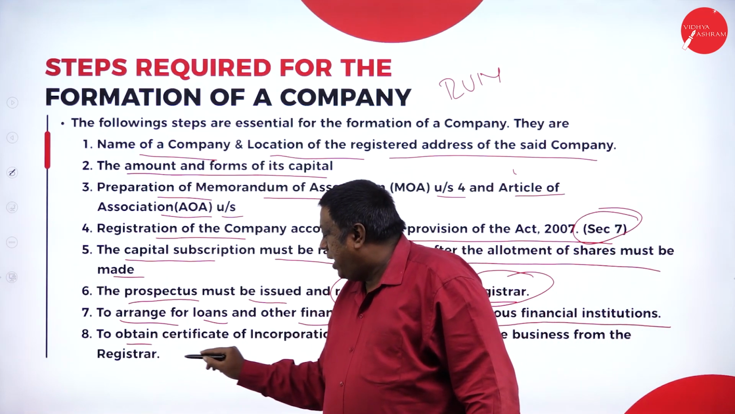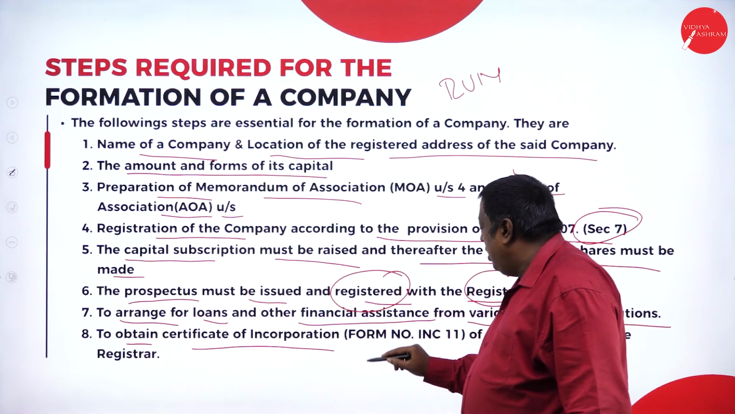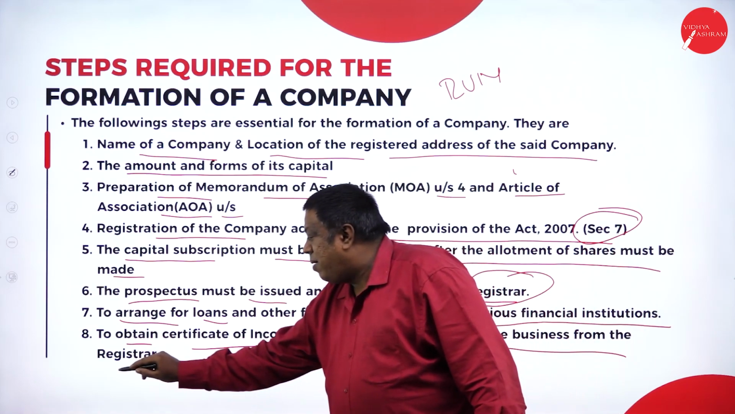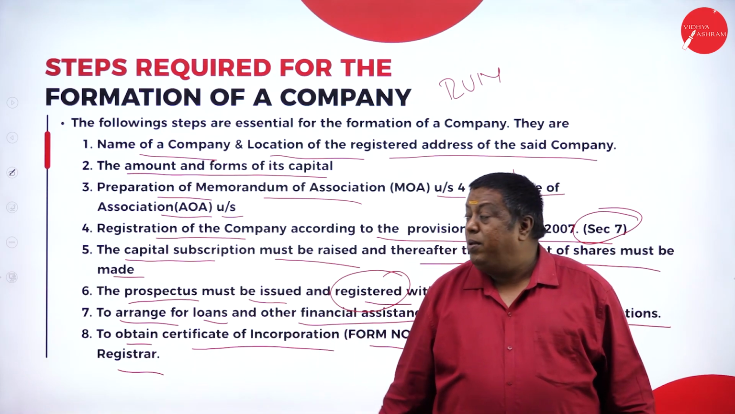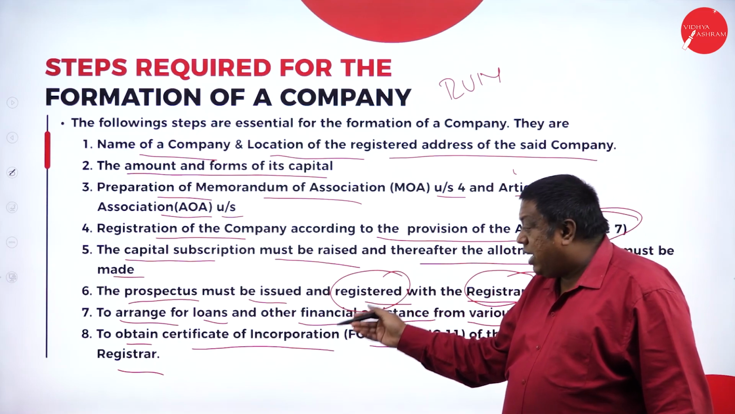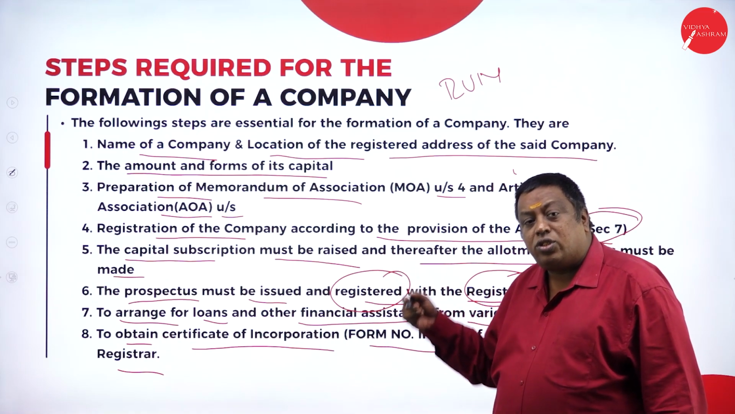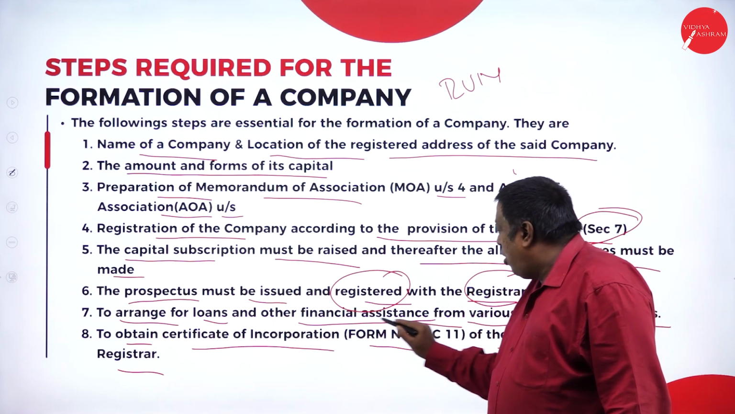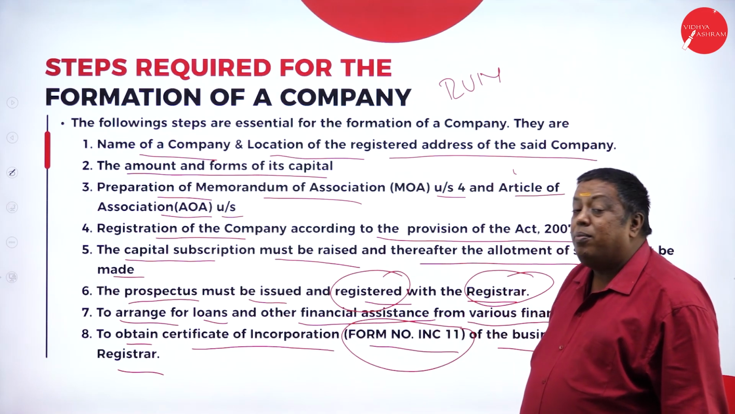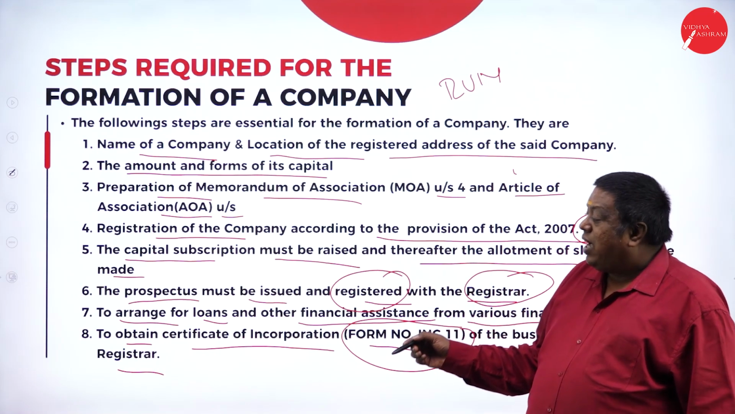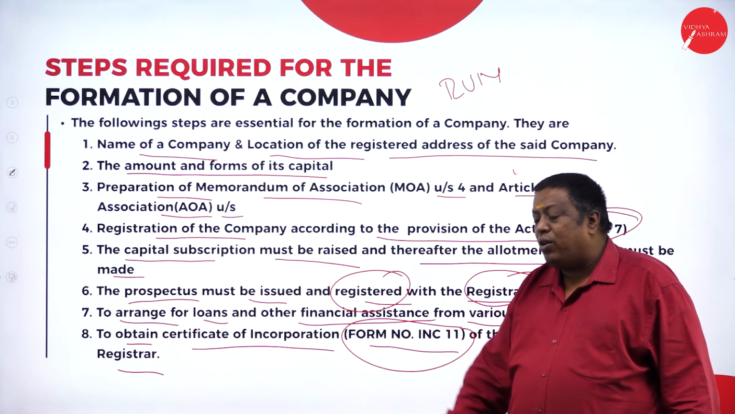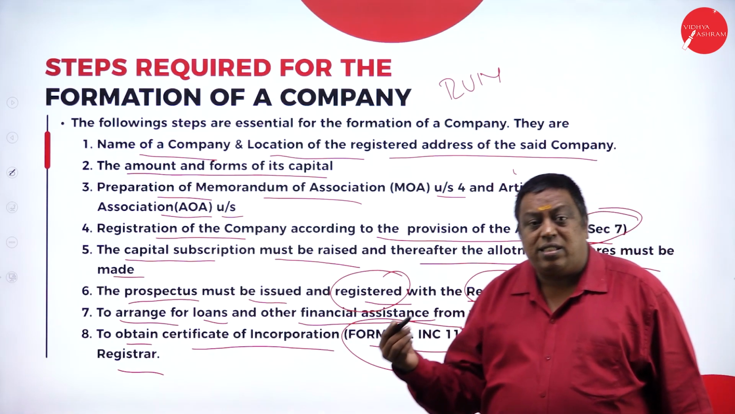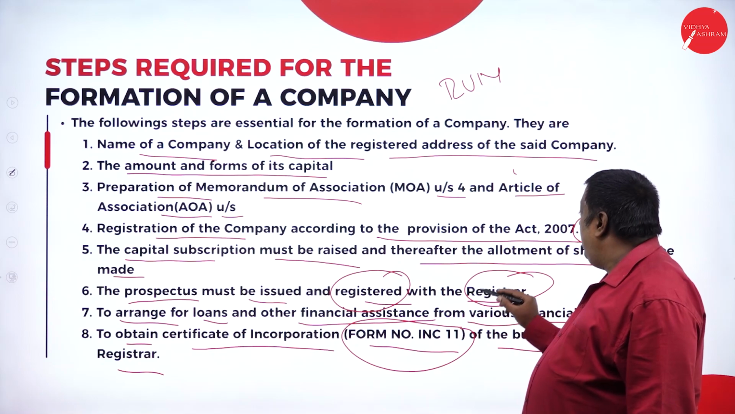Then it has to obtain the certificate of incorporation, form number 11, of the business from the Registrar of Companies. They are saying that after completing all the 7 steps, they have to collect a certificate which is called the Certificate of Incorporation, and as per form 11 we are going to receive it from the ROC. The private company, as soon as they receive the Certificate of Incorporation, is going to start their activities like allotting the shares to the public here.